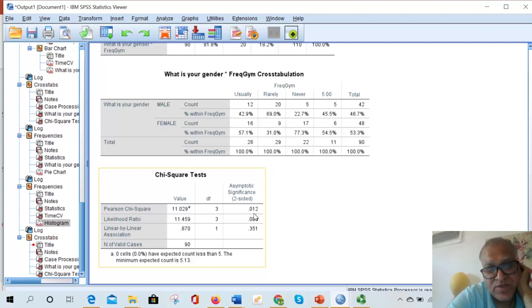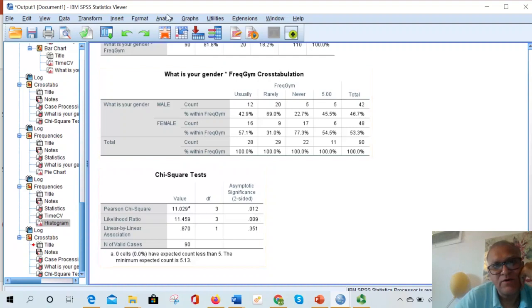We conclude there is an association between gender and frequency of going to the gym, which means a higher percentage of males go to the gym. More females go never, and more females go usually, 57% versus 42%. So you see the pattern.